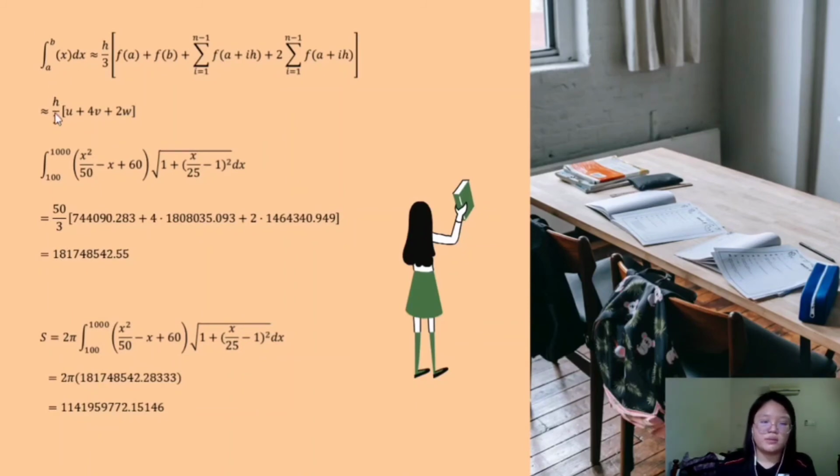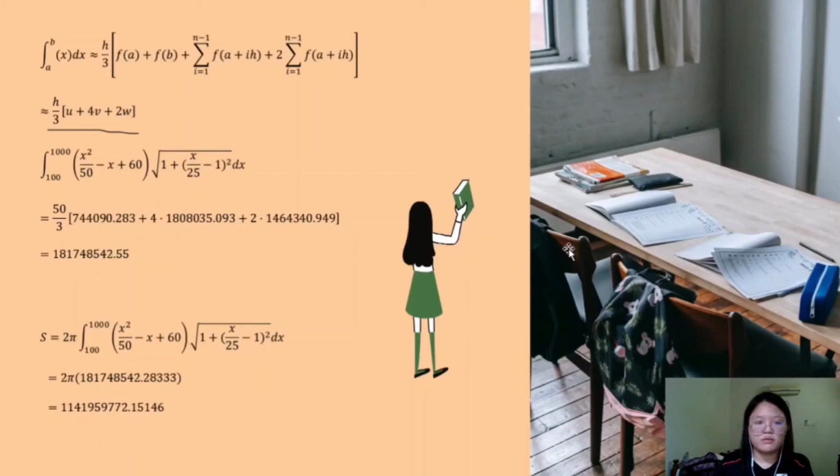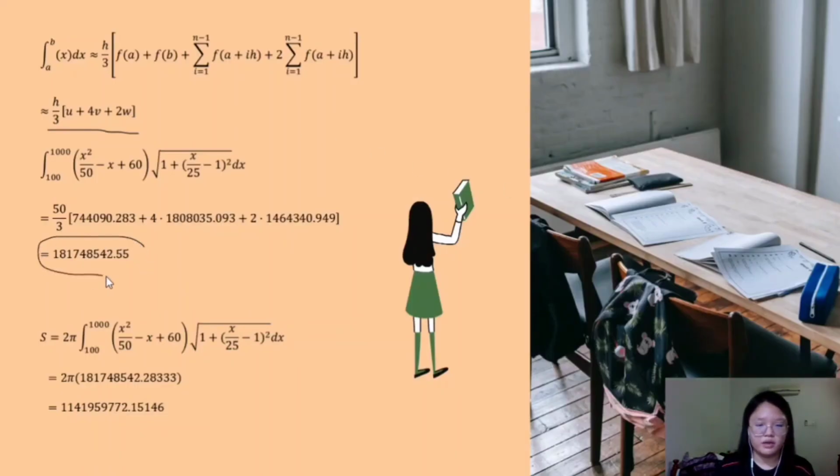So if we simplify the formula, we will get h over 3 times u plus 4v plus 2w. So u is the total of when x equal to 100 and 1000, and v is the second column, and w is the third column. So this will be the result we get from Simpson's rule, and we continue to substitute it into the original equation, which needs to be multiplied by 2 pi, and this is the final answer for the surface area of the land.